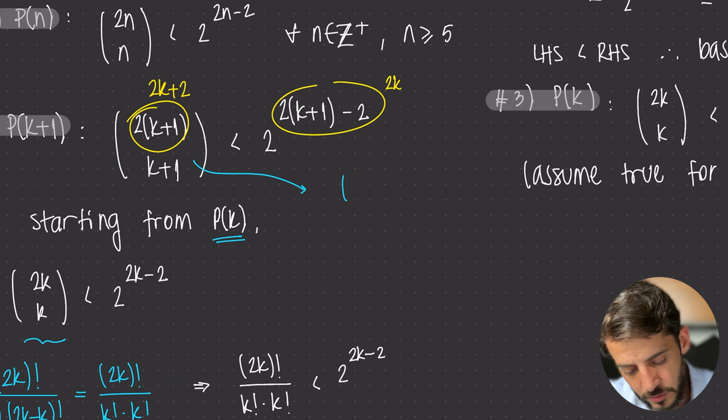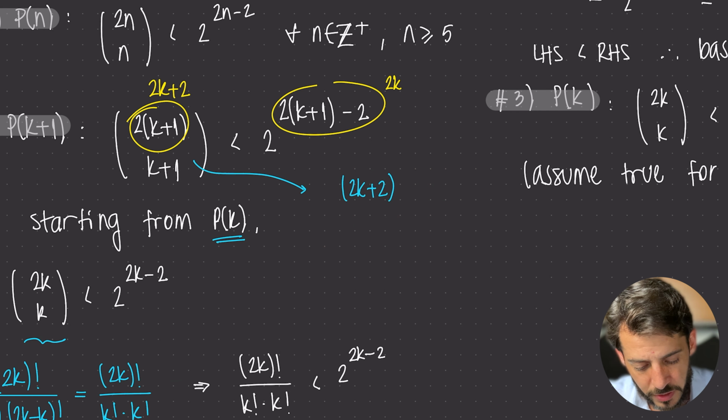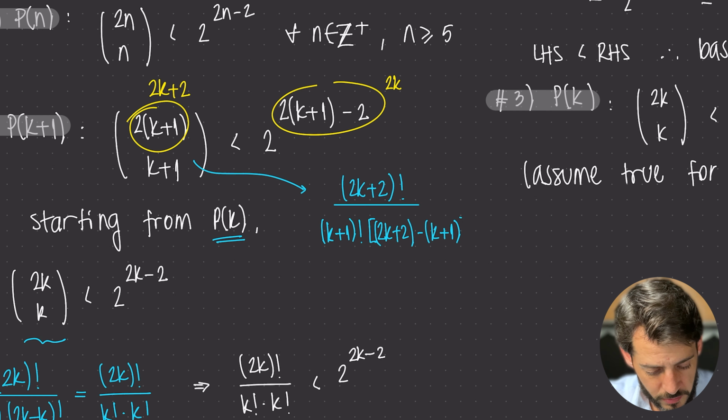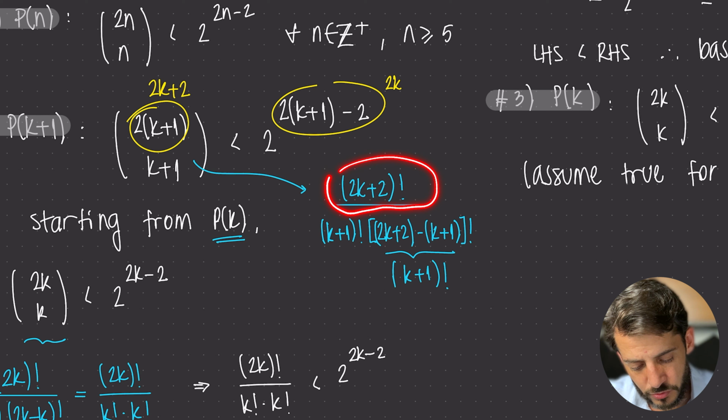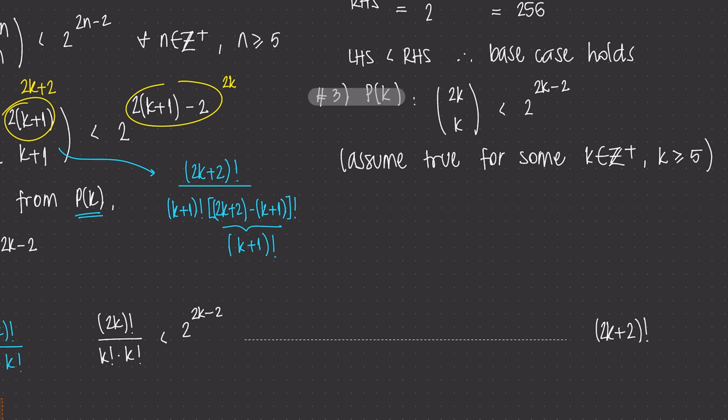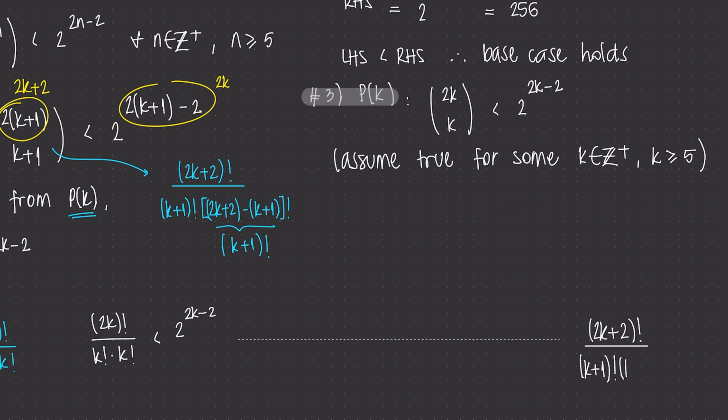the same formula. So we have (2k+2)! over (k+1)! times (2k+2−(k+1))!, which can be simplified to (2k+2)! over (k+1)! times (k+1)! again. In other words, from here, we need to get to (2k+2)! over ((k+1)!)² being less than 2^(2k). Remember that the right-hand side of P(k+1) is 2^(2k).